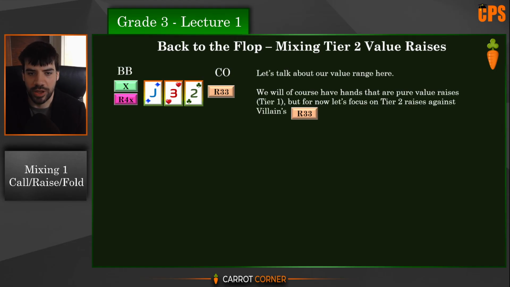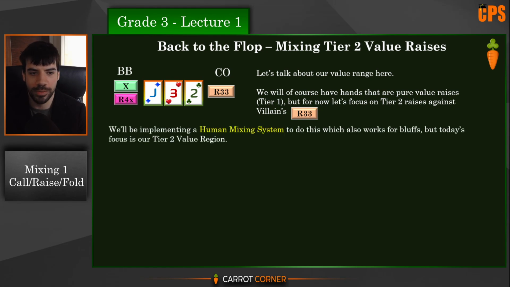Let's talk about this value range. We will of course have hands that are pure value raises. These will be our tier 1 hands like our sets. But for now, let's focus on the tier 2 raises against this R33. We'll be implementing what I call a human mixing system to do this. It's going to be a little bit complicated, but I think if you bear with me, you'll soon understand what we're doing here. The human mixing system is a way of approximating things and maybe using language and semantics instead of numbers to express how often we raise.